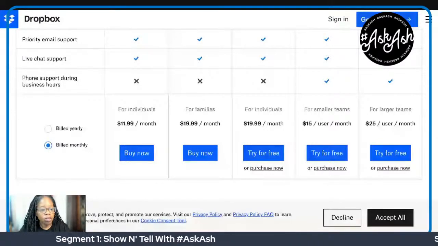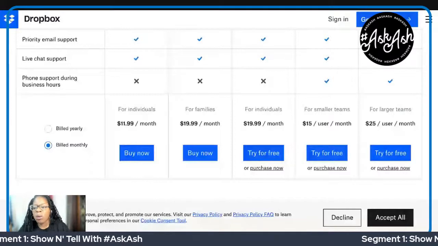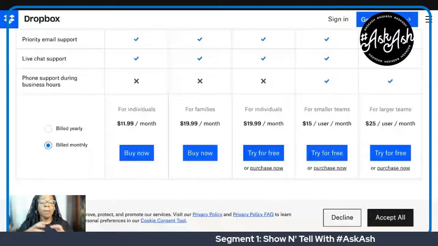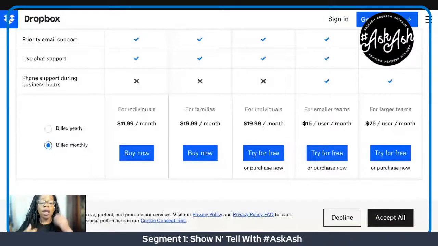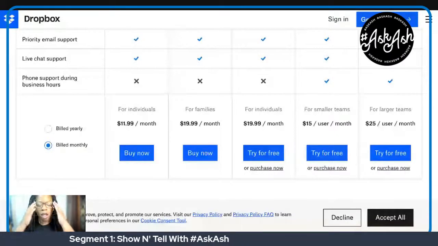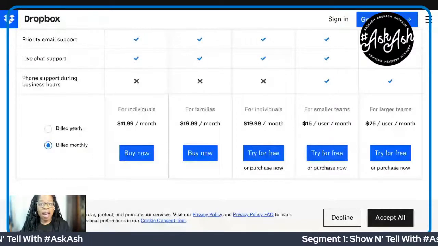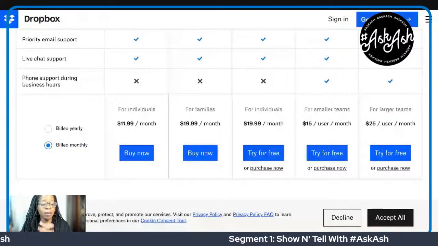We're looking at this right now. And that's all I wanted to show you. It's a short show and tell, but it's important to note that you need to have a place to organize all of your digital assets. We're talking about logos, we're talking about your videos and your content and everything in between.